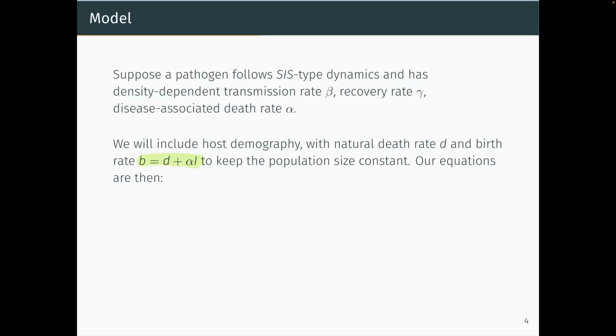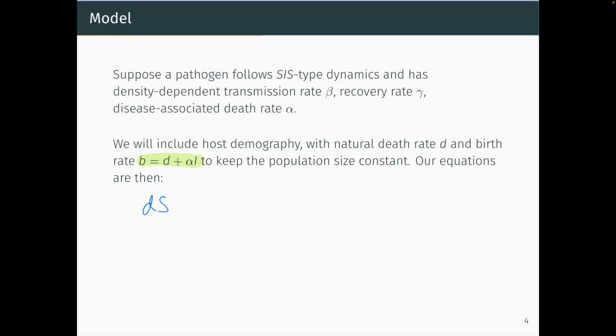We're going to have the birth rate equal to the standard death rate, which we've always had before by keeping our population size constant. And then we're just going to add on our disease-associated death rate times the proportion that's infected. So this is basically just the total disease-associated deaths per unit time. And so this isn't individuals going from that I class back into the S class like recovery. This is just saying, okay, to keep our population size constant, we're going to roughly assume that for every individual that dies, a new person is born.